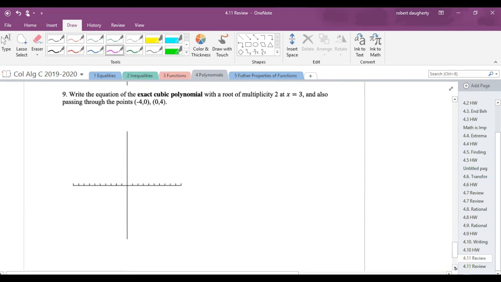Write the equation of the exact cubic polynomial. That means I have to solve for the leading coefficient. So f of x equals a, the leading coefficient. It has a root of multiplicity 2 at x equals 3. So that means I've got (x minus 3) squared, okay? And then it also passes through the points (-4, 0) and (0, 4).